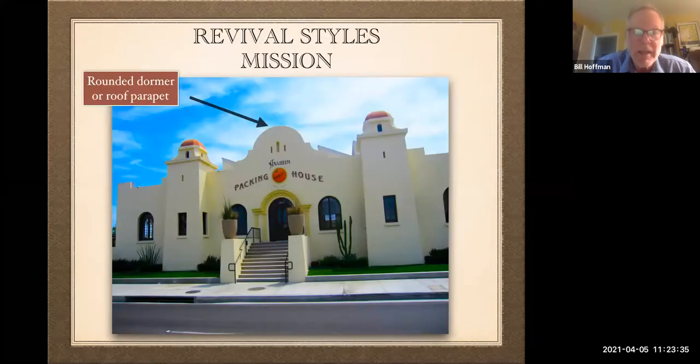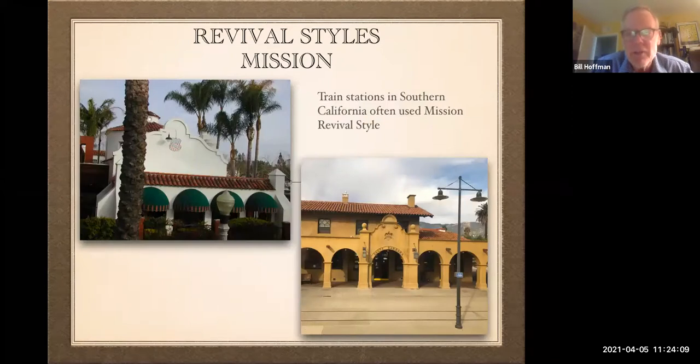Another style that I really like is the Mission Revival style that was popular from about 1910 to 1935. This was a Spanish style, thick walled, plaster whitish building with a rounded parapet or dormer roof at the top. So you can see in the packing house, you can see the rounded dormer wall or the roof parapet. That's the distinguishing element of the Mission Revival style, which most of the missions had. This style was very popular for train stations. Look at the rounded parapet or dormer in these two train stations as you move up the coast in California.